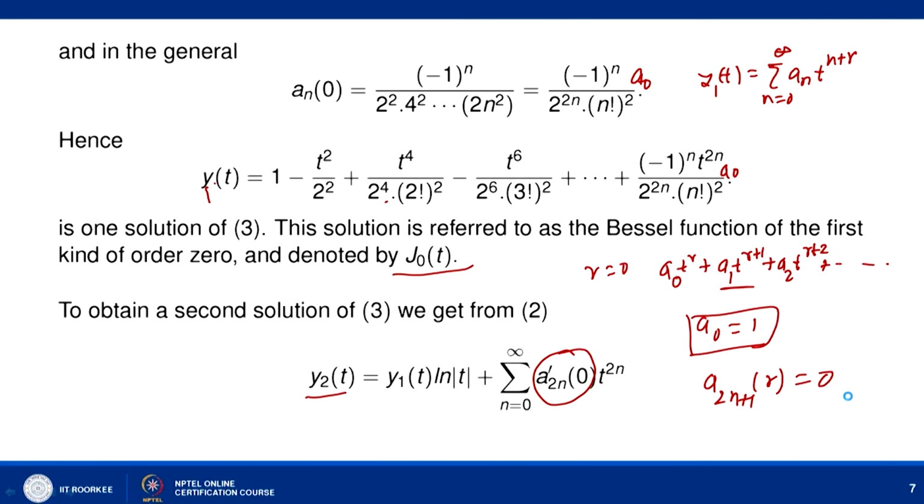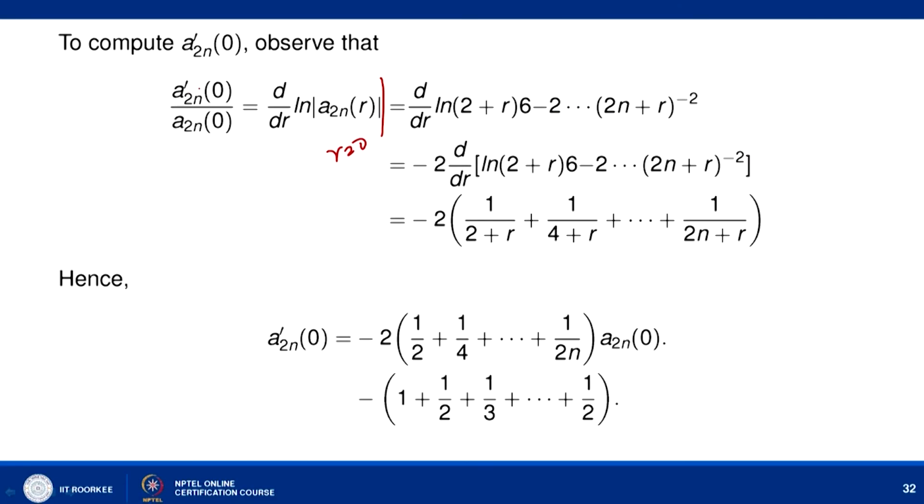So here we have calculated a'_2n(0) divided by a_2n(0) as minus 2 times (1 upon 2 plus r plus 1 upon 4 plus r, and so on), and when you put r equal to 0, then you take 2 inside, and a'_2n(0) is equal to minus 2 times (1 by 2 plus 1 by 4, and so on) times a_2n(0). Now this I am writing as minus (1 plus 1 by 2 plus 1 by 3, and so on) times a_2n(0).